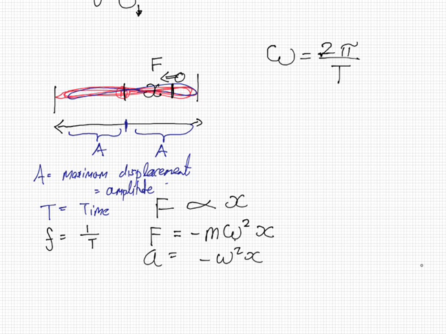Okay, so I have those formulas so far. We know the M, we know the X, and we can have a formula for the omega. It's 2 pi over T, and we have the f there.